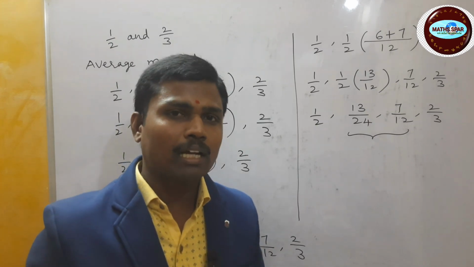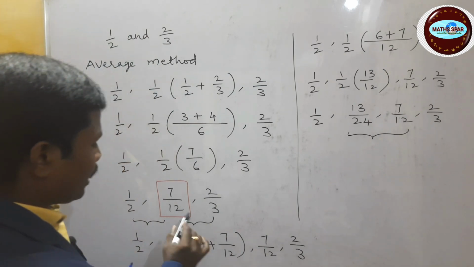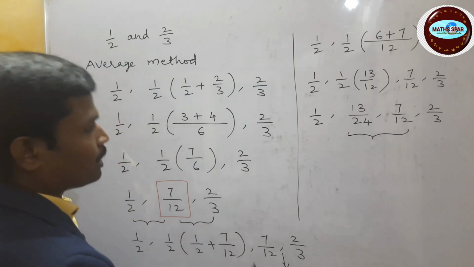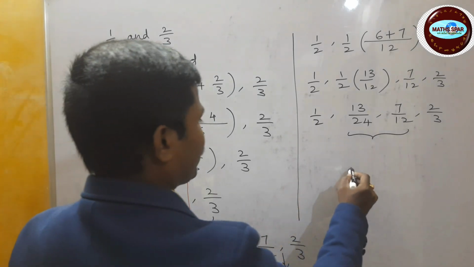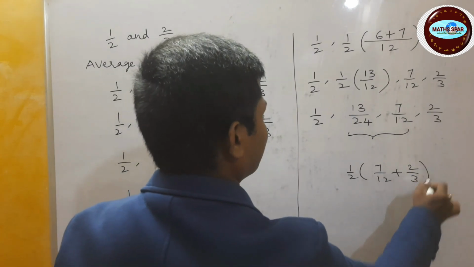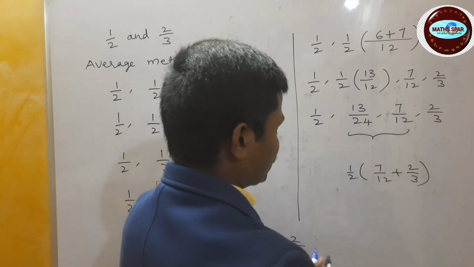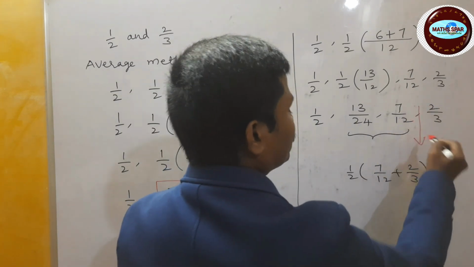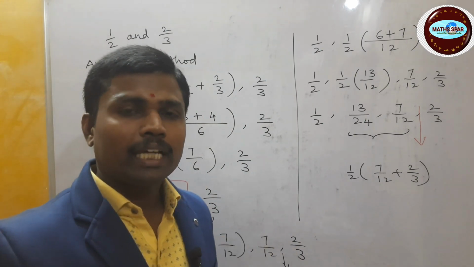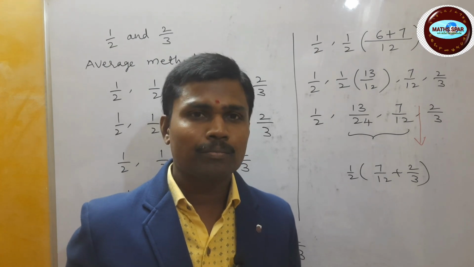What if three rational numbers are asked to find between two given rational numbers? Then in between 7 by 12 and 2 by 3 we will find a rational number by doing half of 7 by 12 plus 2 by 3. This results in the third rational number, which comes after 7 by 12. In order to avoid this average method, is there any alternate method that is better?